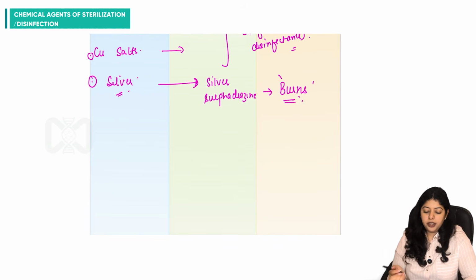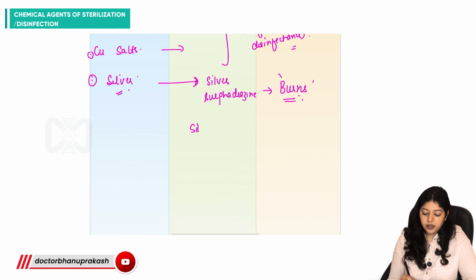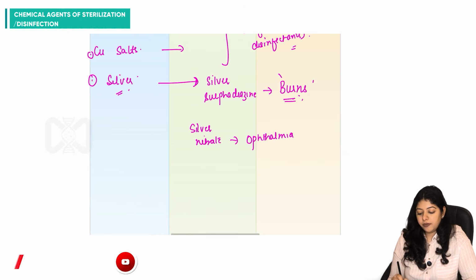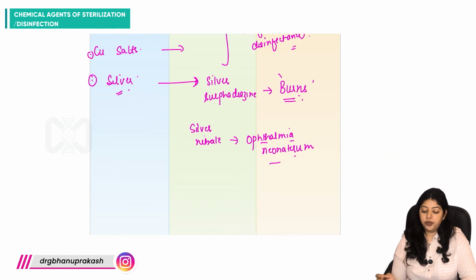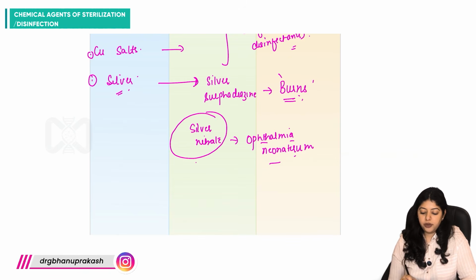Then earlier we used to use silver nitrate for ophthalmia neonatorum patients, which is now replaced with erythromycin and other antibiotics for the treatment, and this practice of using silver nitrate is obsolete now.